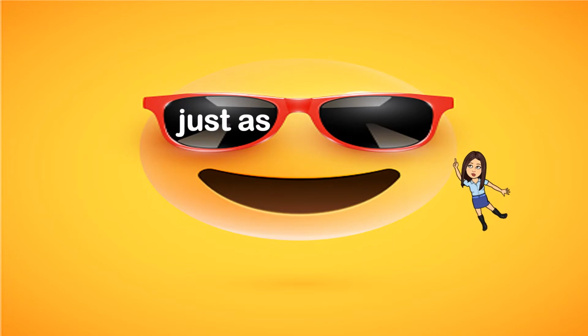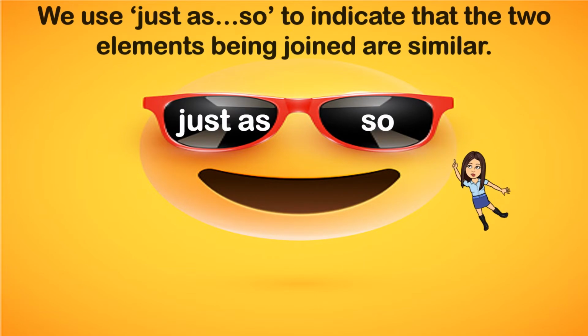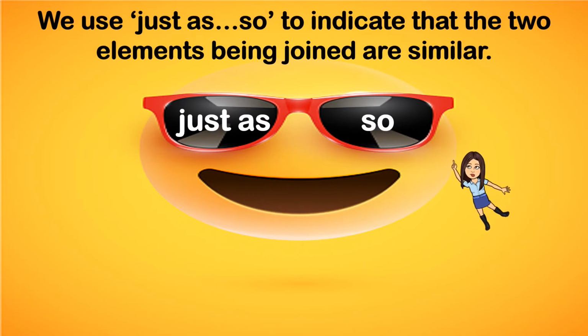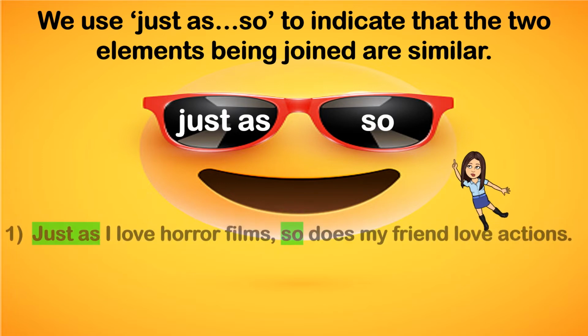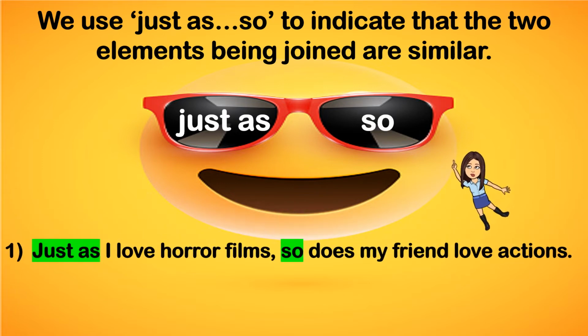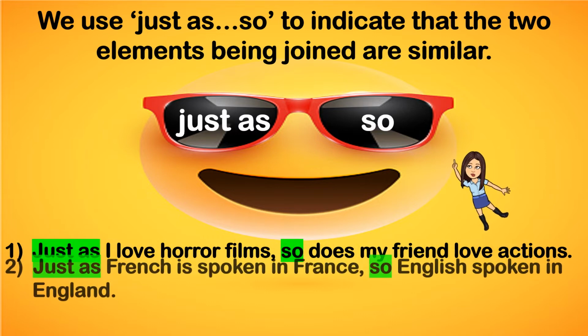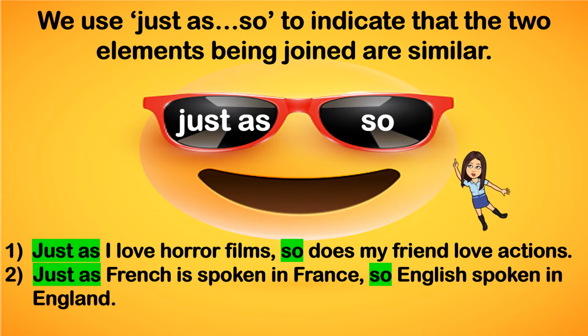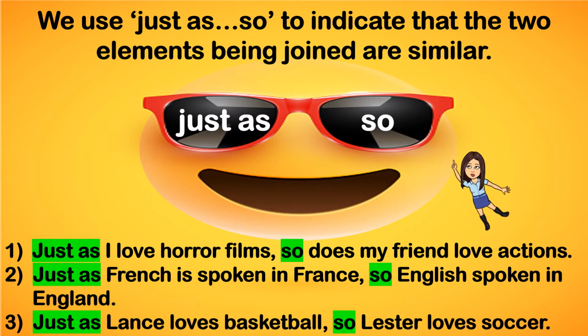Just as so. We use just as so to indicate that the two elements being joined are similar. Examples: Just as I love horror films, so does my friend love action. Just as French is spoken in France, so English is spoken in England. Just as Lance loves basketball, so Lester loves soccer.